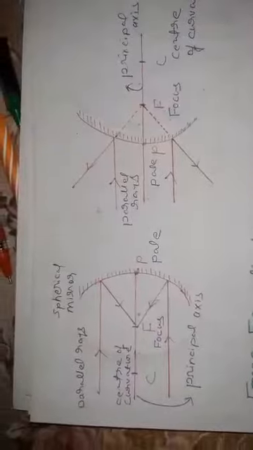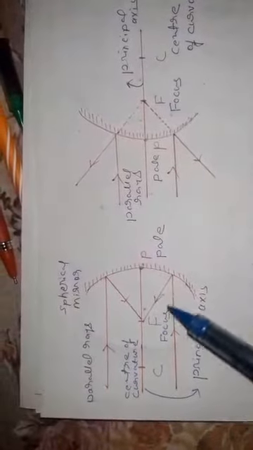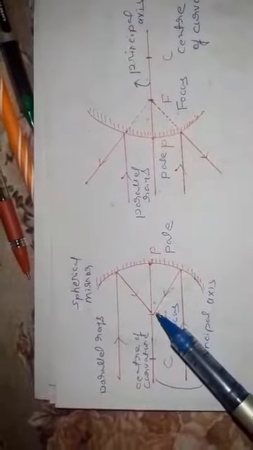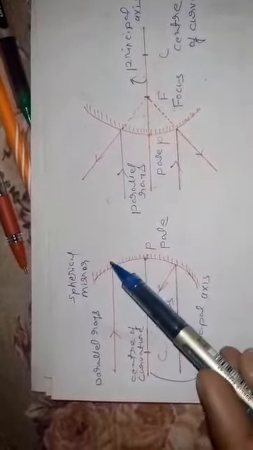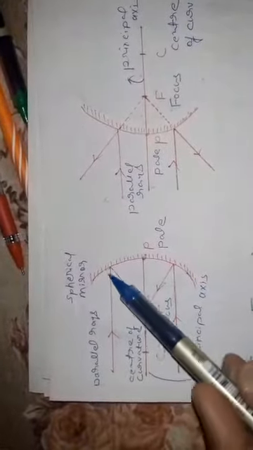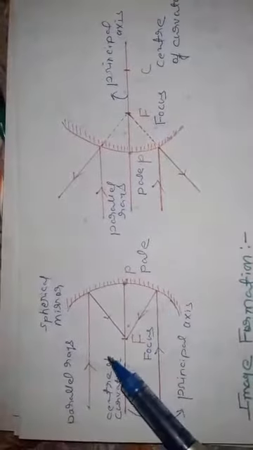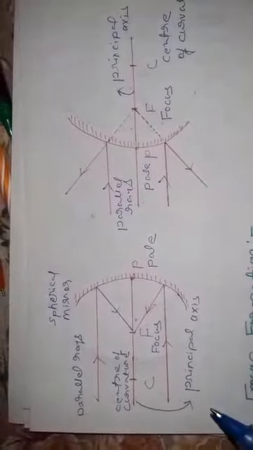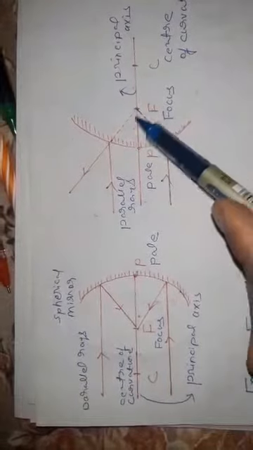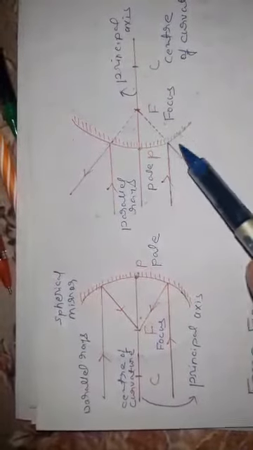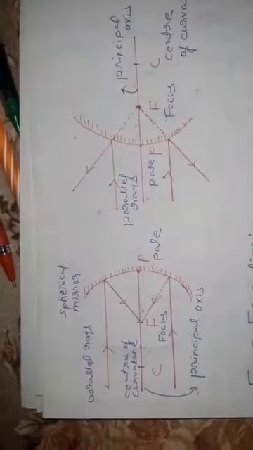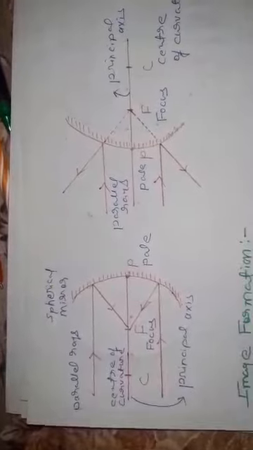See the first figure. The rays which are incident parallel to the principal axis, after reflection always pass through the principal focus in case of concave mirror, or appear to come from the focus. So this one is your first rule.